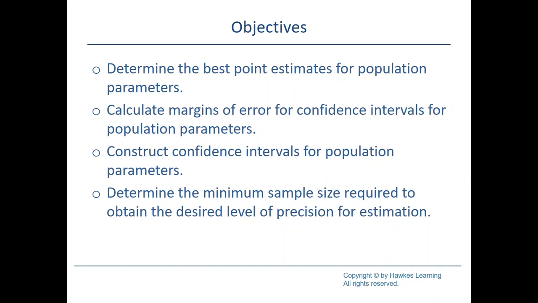We're going to learn how to get the best point estimator for that population. We're going to calculate what we call a margin of error for confidence intervals. We're also going to construct those confidence intervals and determine the minimum size required for a survey or a sample to meet the precision we need for the estimation.